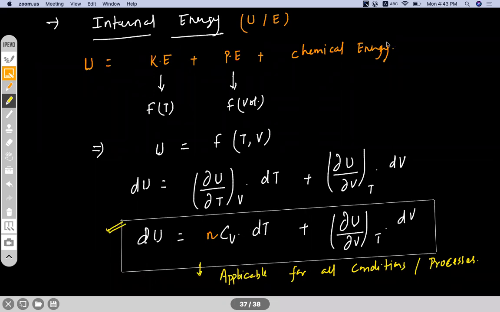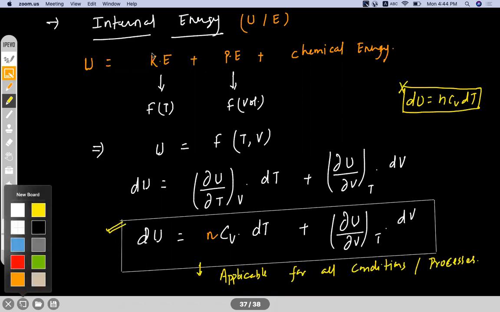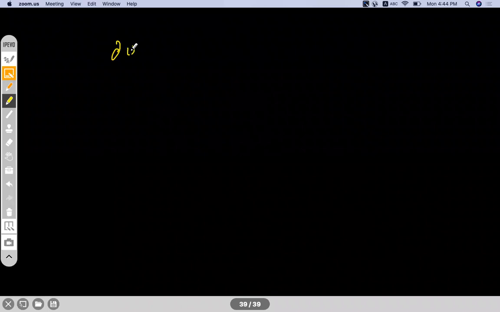Okay. Now, like you said, du is equal to ncv dt. Now, what is this formula? And how do we get this? This is what we need to understand here. Now you see, what is this term? du by dv at constant temperature. We'll try to understand this. So let us see this term first. We have dou u by dou v at constant temperature. This is the expression we have.